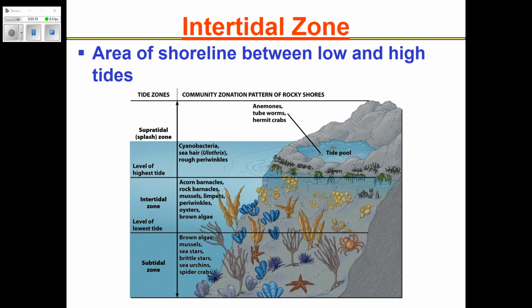If you have a rocky intertidal zone, you can see from the picture, we're going to have different types of cyanobacteria, tube worms, mussels, oysters, brown algae, sea urchins, and all of these organisms are going to have some type of method to adhere or to stick to the bottom, or they're going to be able to burrow in areas around that rocky intertidal zone. So for the most part, they have suckers or a way of holding themselves down so that they do not move in and out with the tides.